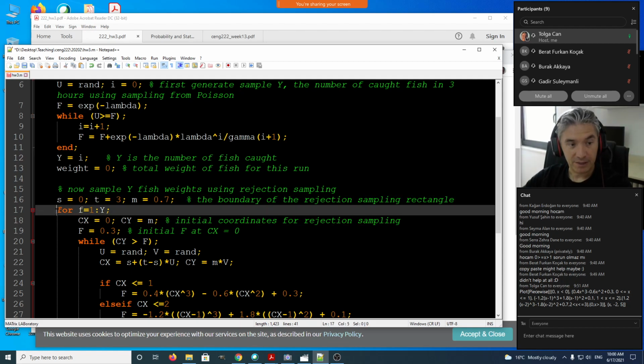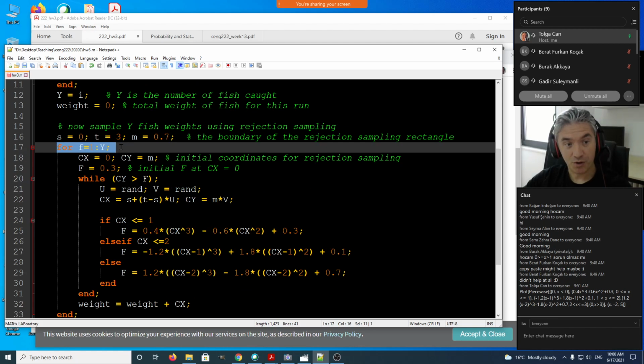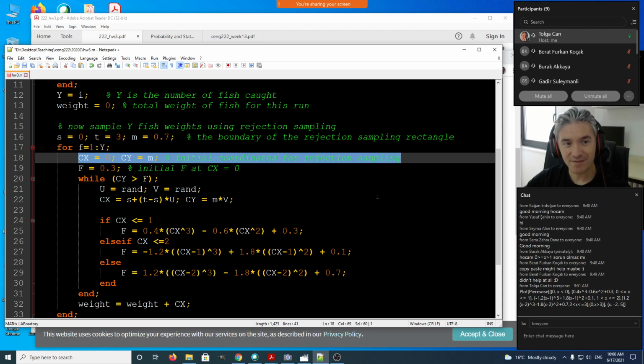Then we are going to sample. This is where rejection sampling occurs. We sample y, the number of fish, here with rejection sampling. The initial coordinate, which we start with, the initial random sampling starts at 0 and m, which may not make sense at all.